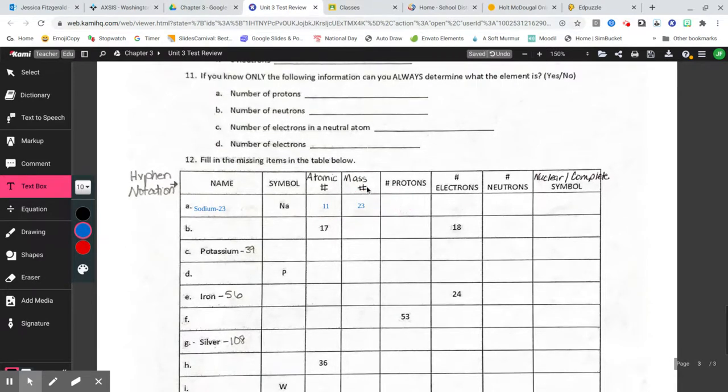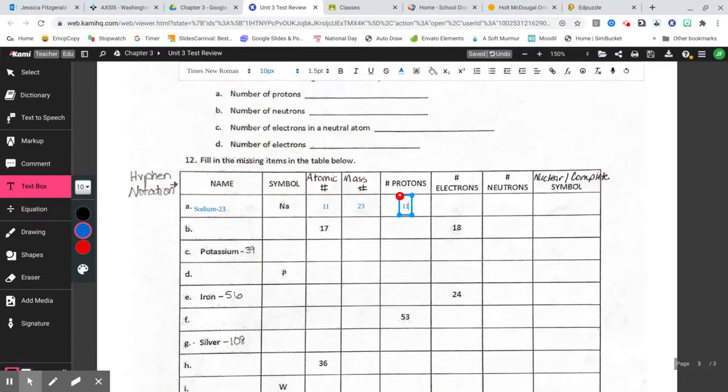Remember, your number of protons is the same as your atomic number. So we're going to put 11 here. Since there was not a charge written right here, we're going to put 11. So we're working with an atom. So remember, with an atom, your proton number and your electron number will be the same.